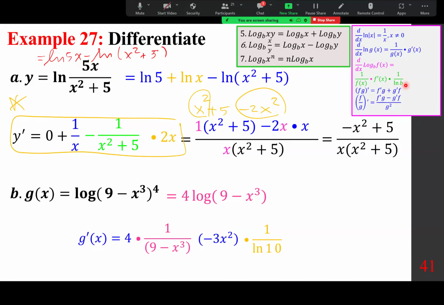Put them together. 4 and negative 3x squared belong to the numerator, negative 12x squared, and these two belong to the denominator.